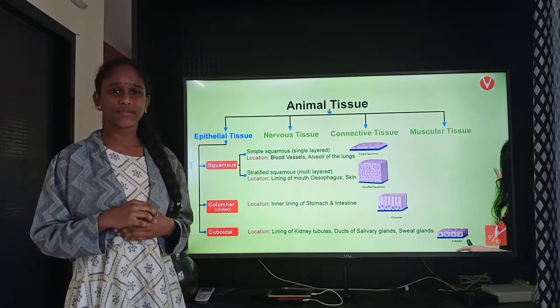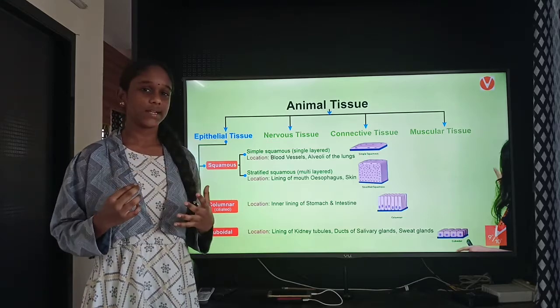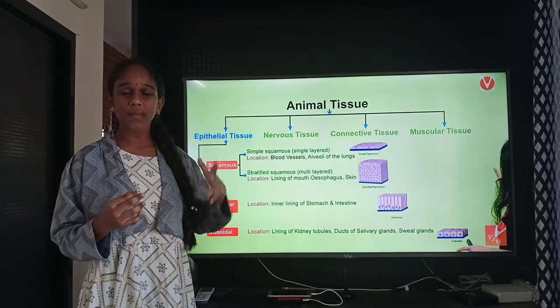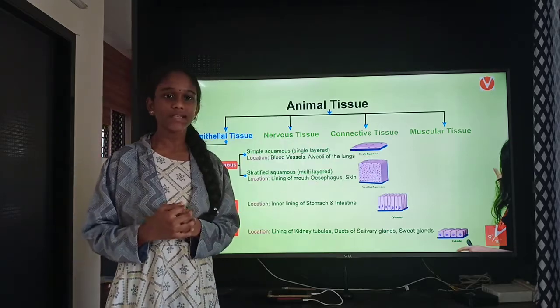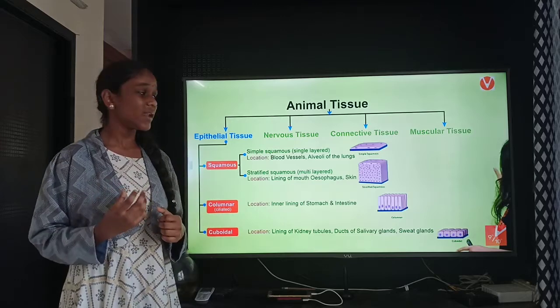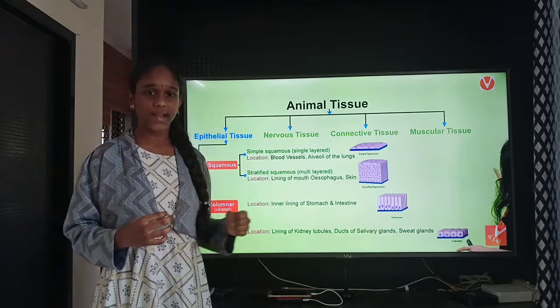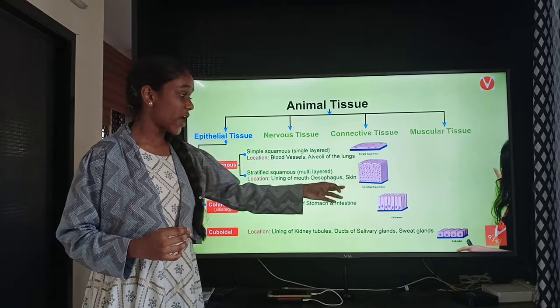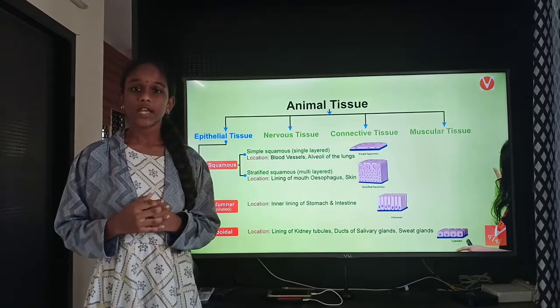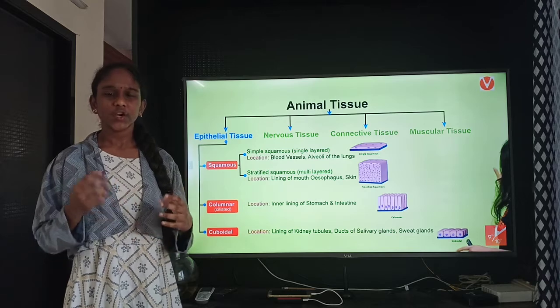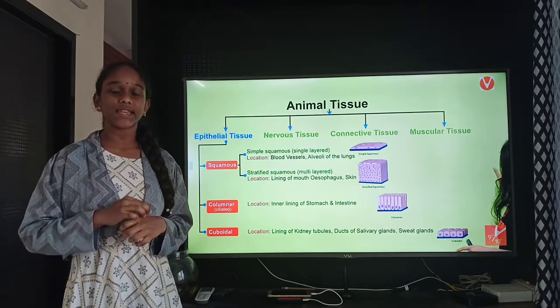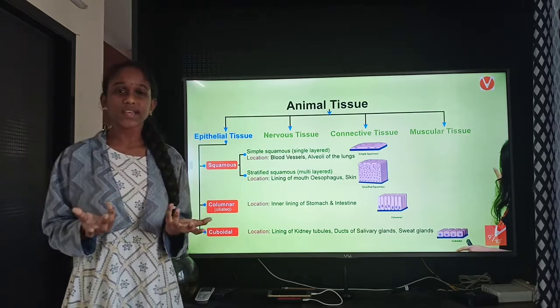This stratified squamous is multi-layered. It means it has so many layers. So think it has like this. It will be called simple squamous. But when it is multi-layered, it will be called stratified squamous. It means it has more nuclei and also more layers. You can find this tissue in our skin. You can see our skin has more tissues.